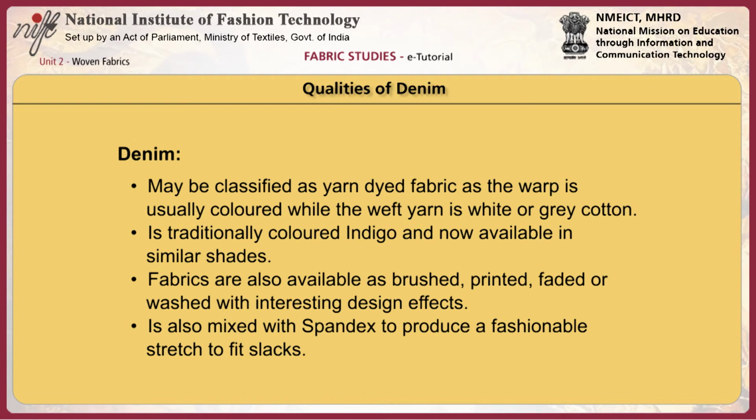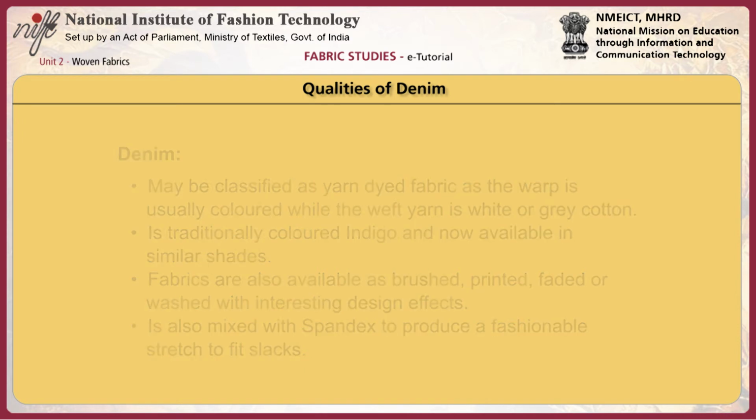Denim may also be classified as yarn-dyed fabric, as the warp is usually colored while the weft yarn is white or grey cotton. The traditional color of denim is indigo and it is now available in similar shades. Nowadays, denim fabrics are also available as brushed, printed, faded or washed with interesting design effects. The fabric is also mixed with spandex, producing a fashionable stretch to fit slacks.